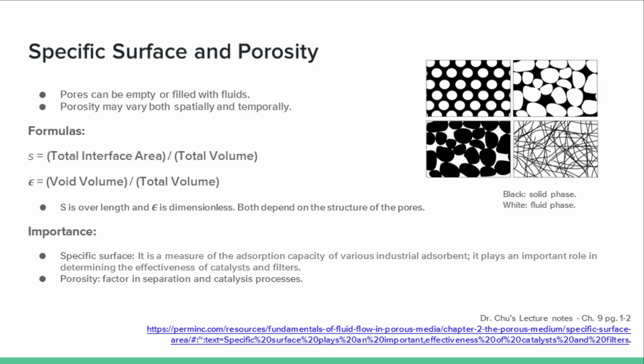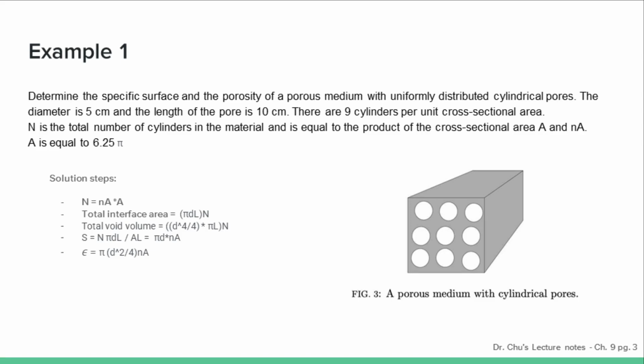So why is this important? The specific surface is a measure of the absorption capacity of various industrial absorbents, and it plays an important role in determining the effectiveness of catalysts and filters. Also, the porosity is a factor in separation and catalyst processes, which is really important for future jobs within industry.